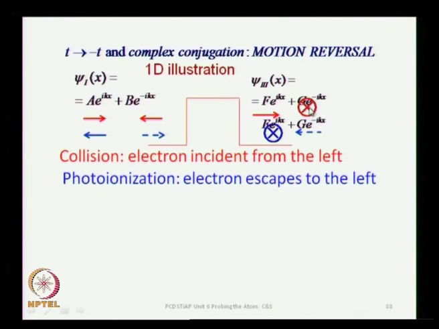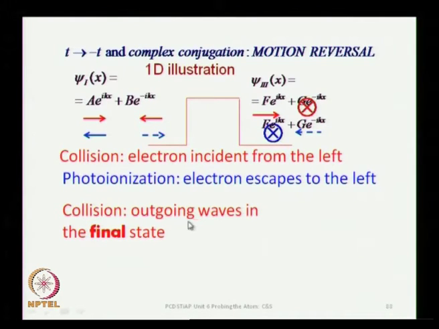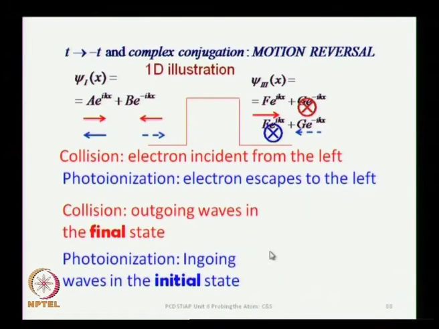So, G equal to 0 is the boundary condition for collision, f equal to 0 is the boundary condition for photoionization. In collision, the outgoing wave is in the final state, and in photoionization you have ingoing waves in the initial state. So, that is the relationship, and what we are going to see is that these two states are connected to each other by the time reversal symmetry. You expect this, because if you were to run the film backward, that is the process you can imagine to be seen.